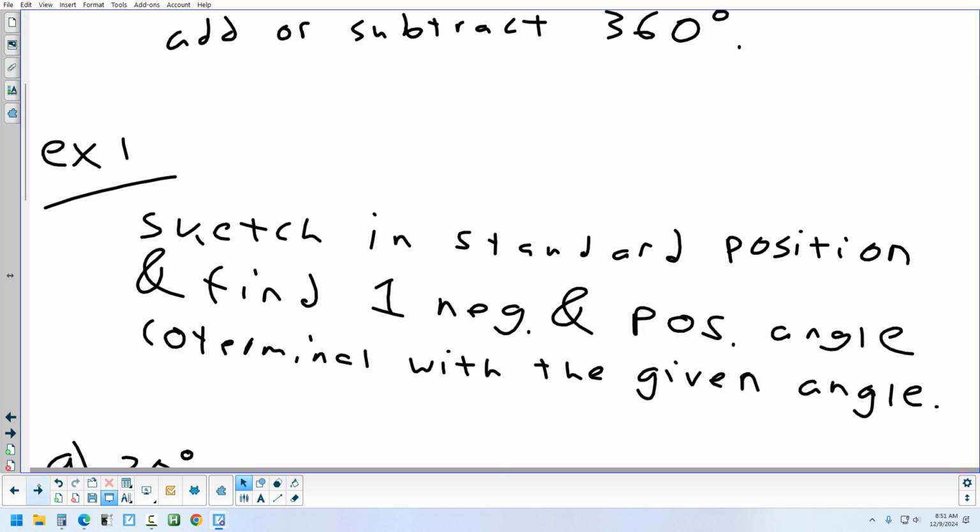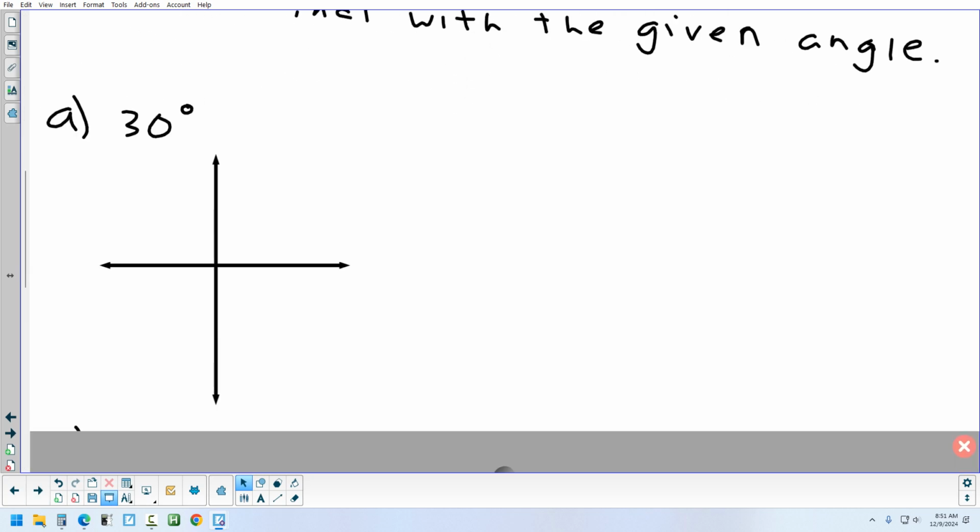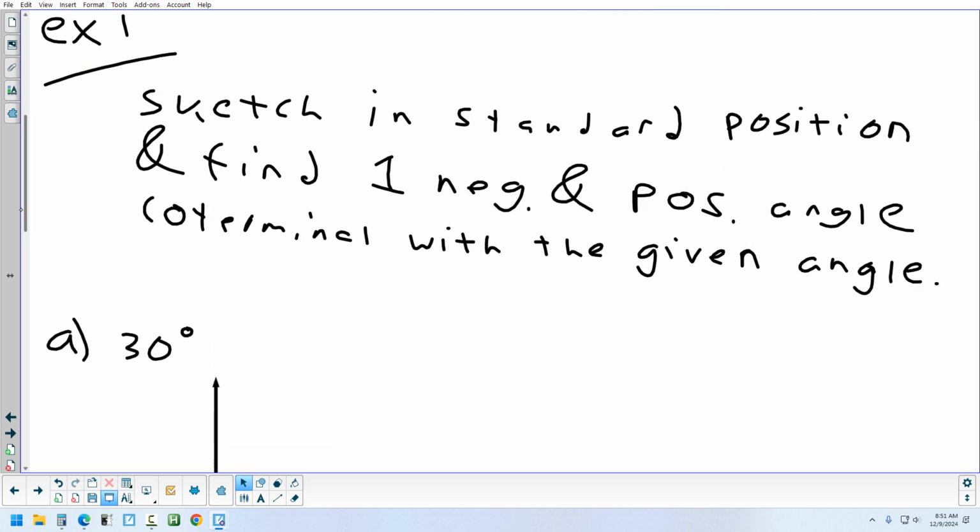All right, so then we did some examples where we took angles and we found an angle that was coterminal and positive, coterminal and negative. What would be the first angle that you get here that's coterminal and positive?